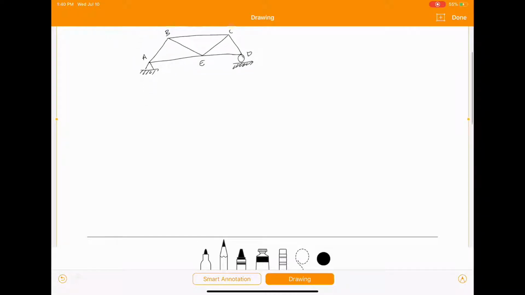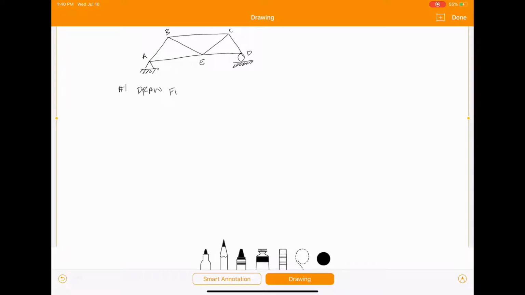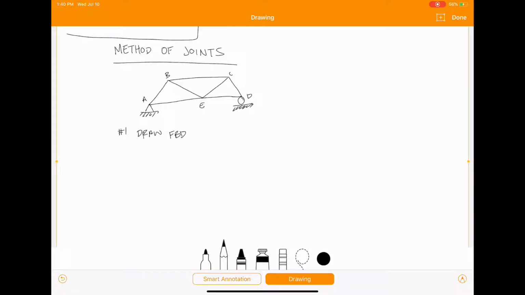All right, so the first step we want to do is draw our free body diagram. Again, this is going to be the first thing that you do every single time. I guess we should add some loads to this truss. We'll put 10 pounds here at C, 10 pounds at B, and we'll put 10 pounds at E. All right.